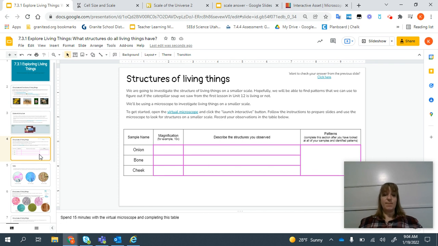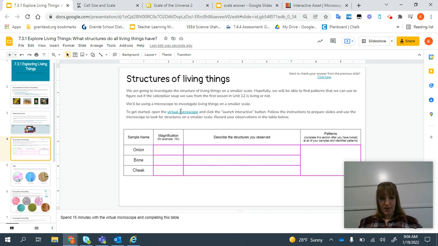Hopefully we'll be able to find better patterns when we look at a microscopic scale, and then these patterns we can use to help us figure out if our phenomenon from the first lesson, caterpillar soup, is living or not. So we're going to be using this microscope. It's a virtual microscope, which is kind of nice because we're not in the classroom, so we can still see what a microscope would help us see by using this interactive.